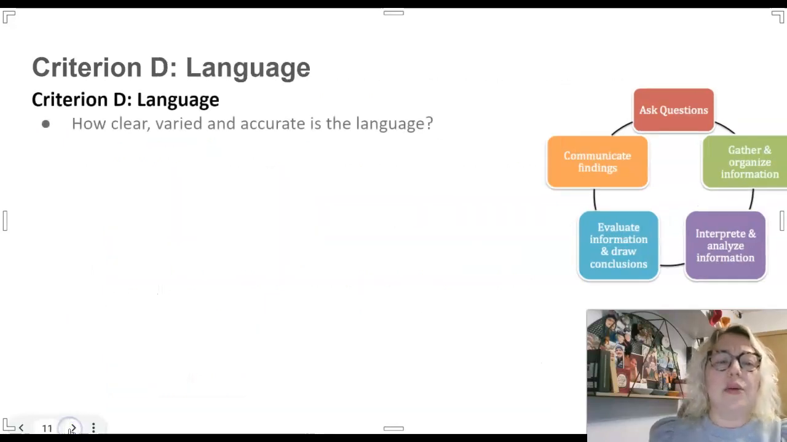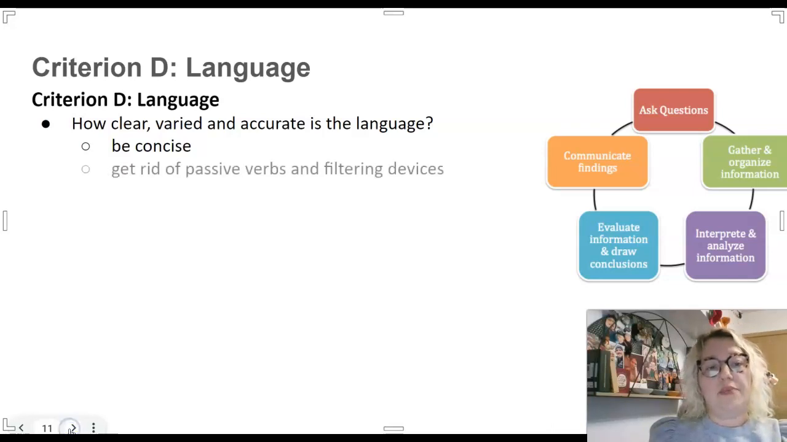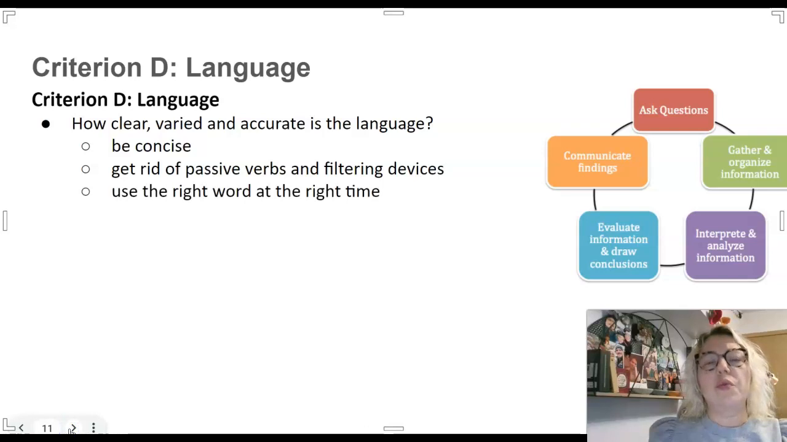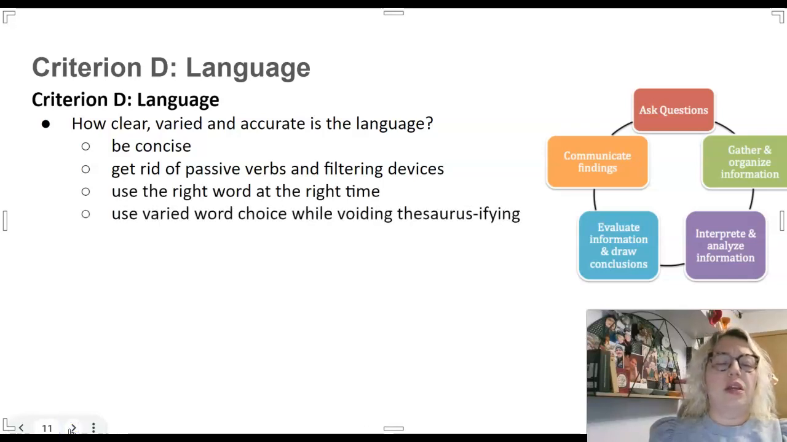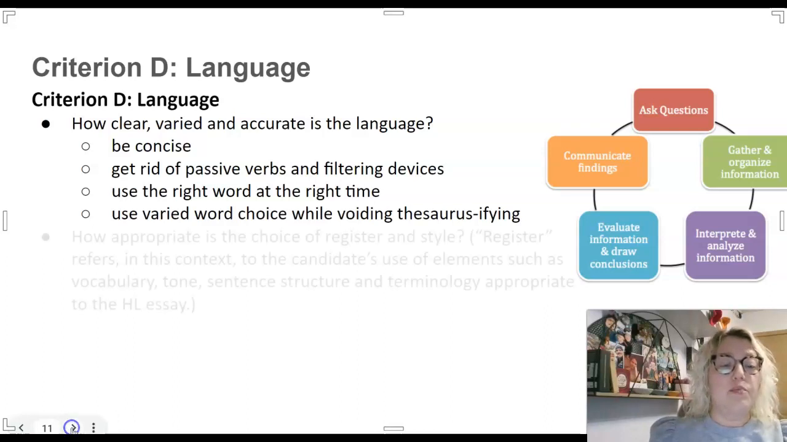D is language. How clear, varied, and accurate is the language? So be concise. Say things in the fewest words it takes to say them. Get rid of passive verbs and filtering devices. Use the right word at the right time. Use varied word choice while avoiding, that's supposed to be avoiding, thesaurusifying. In other words, don't just look up a synonym and use it if you don't know the word. Make sure you're using the right word at the right time.